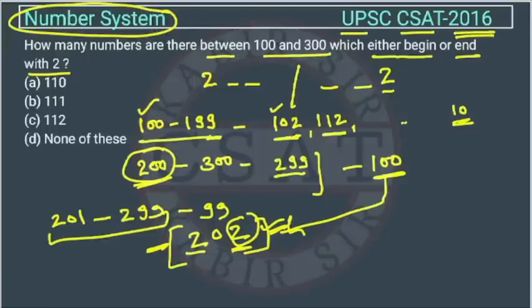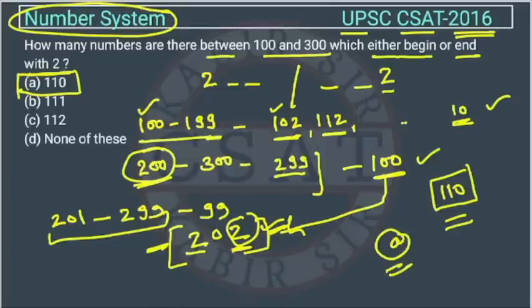But in a future exam the examiner may ask about only those numbers which are coming in both series, okay? So you should know that. So total number will be how much? 10 is here, 100 is here, so total will be 110. 100 plus 10, 110, right? So the answer is option A.